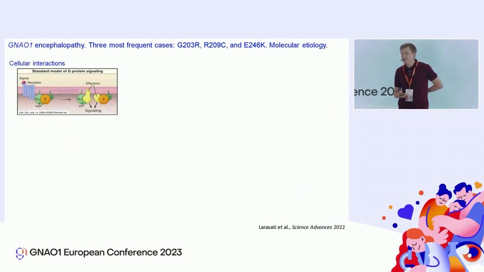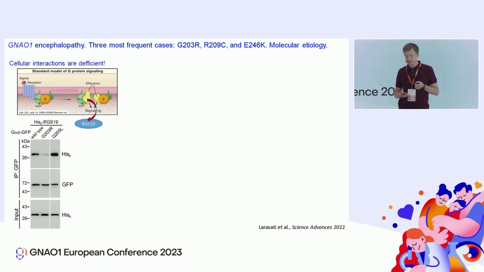We also wanted to know what happens at the cellular level. So how would the mutant proteins interact with their partners? One of the partners which we routinely analyzed is called RGS19. And normally it should bind to the activated GTP-loaded form of the protein. And what we find is that actually the mutant shown here, G203R, although biochemically it is constitutively GTP bound, binds this partner much worse than the wild type does.